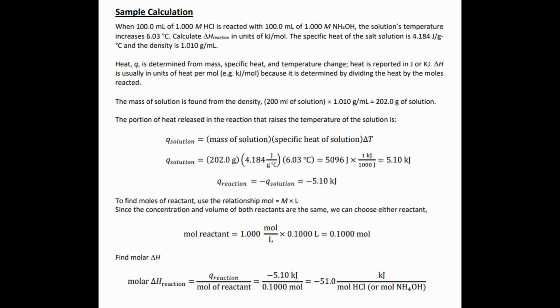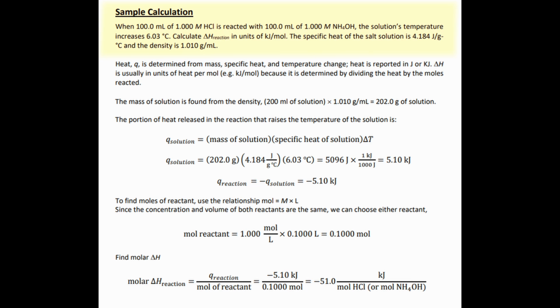Now, let's move on to calculating the heat of neutralization, using the data in your lab manual as an example. So, when 100.0 milliliters of 1.000 molar hydrochloric acid is reacted with 100.0 milliliters of 1.000 molar ammonium hydroxide, the solution's temperature increases by 6.03 degrees Celsius.